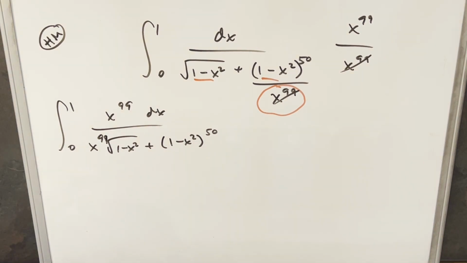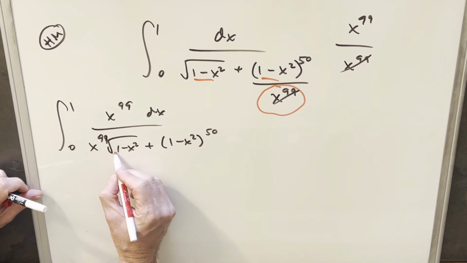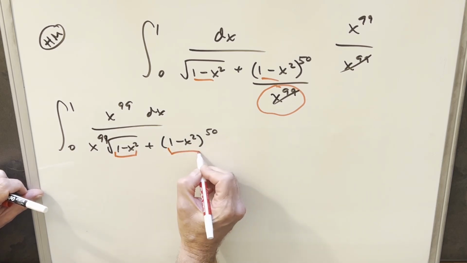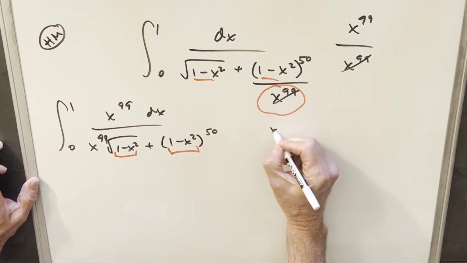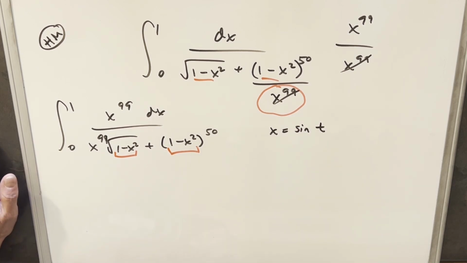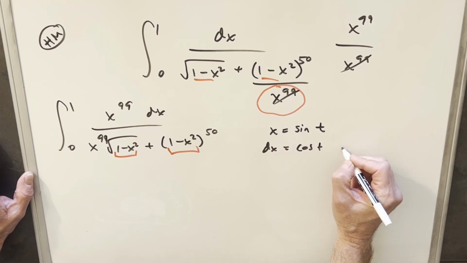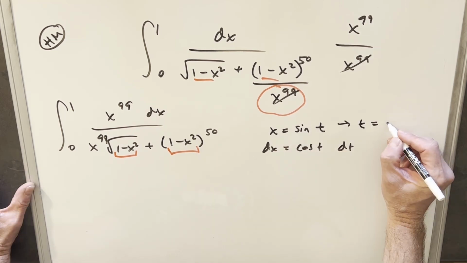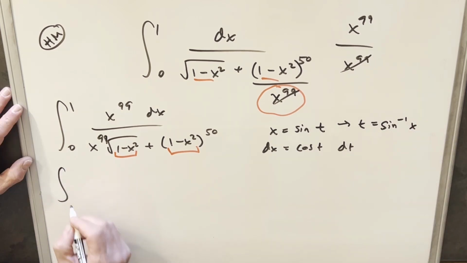And then from here, I'm not sure what to do with these x to the 99s right now. That's kind of a lot to handle, but this makes me think of a trig substitution. Typically in this kind of case, we'll substitute using a sine. So I'll make my trig substitution where x equals sine of t. Then dx is going to be cosine t dt, and t is going to be arc sine of x. So I'll make the substitution.